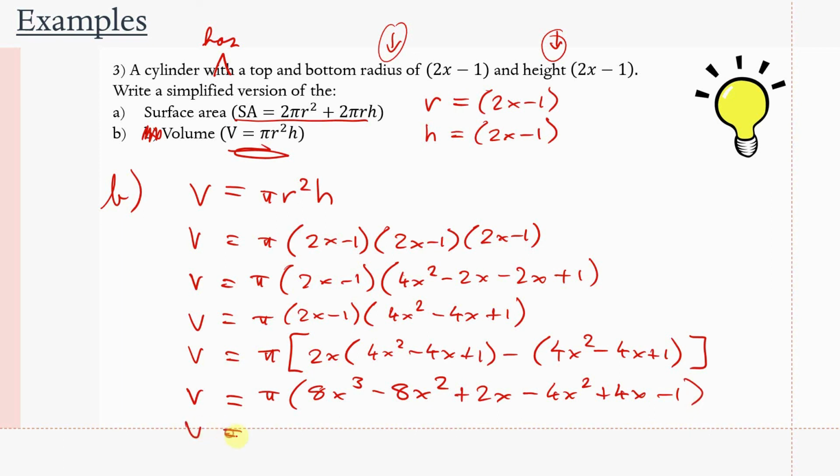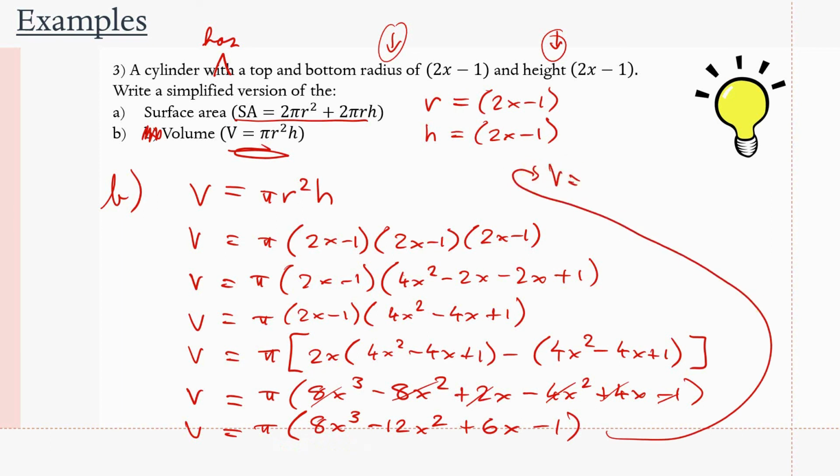Now we're going to collect like terms inside the brackets. So there's only 1x cubed. So we're going to keep that the same. Cross that out so we know we used it. Now we have a negative 8x squared and negative 4x squared. So negative 8 minus 4 is negative 12x squared. Cross these out so we know we used them. 2x plus 4x is going to be 6x. And then just a negative 1 left. Put it at the end. Now one last distributive property into every term using the pi.